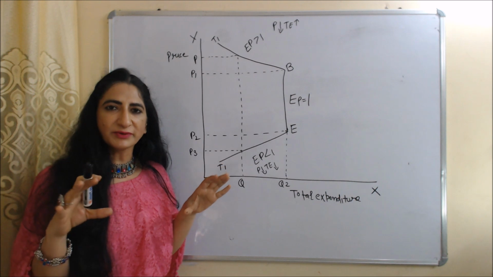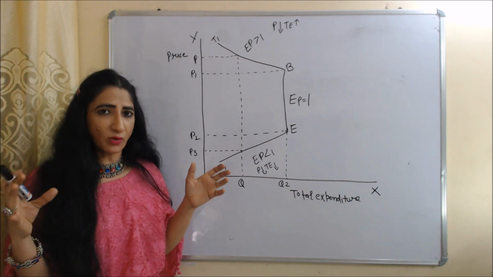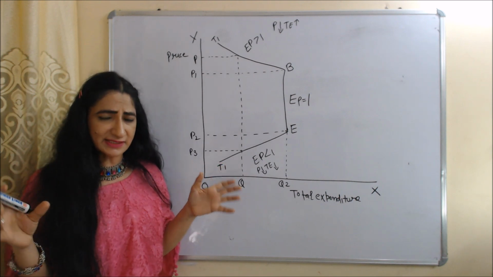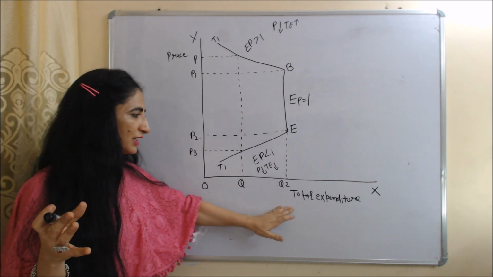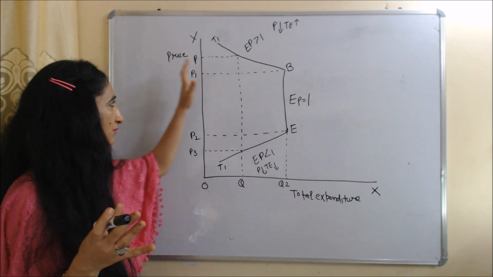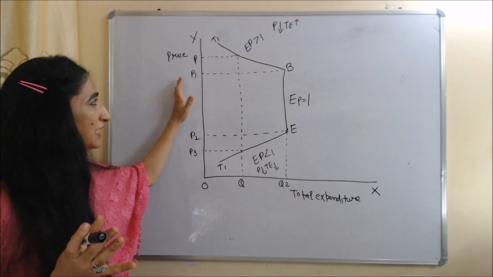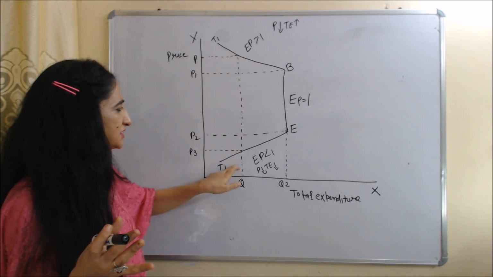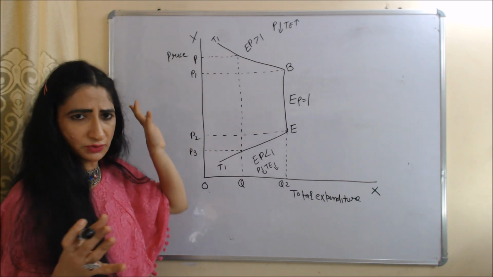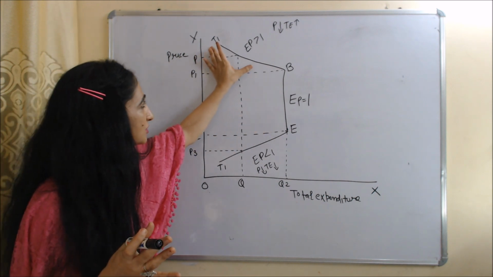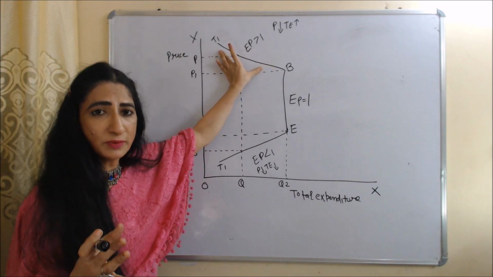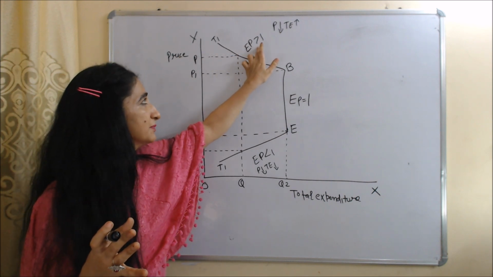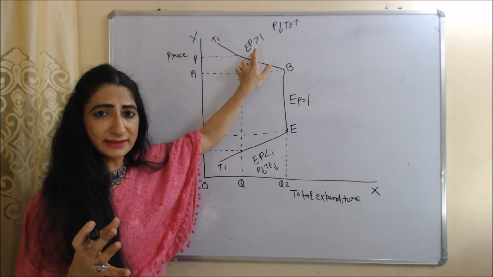Now with the help of this diagram, we will understand all three types of elasticities and their effect on total expenditure. In this diagram, on x-axis we have total expenditure, and y-axis we have price. In this diagram, this T1 curve represents our total expenditure. This part of this curve, T1B, represents elastic demand, or we can say that this part represents price elasticity of demand is greater than 1.